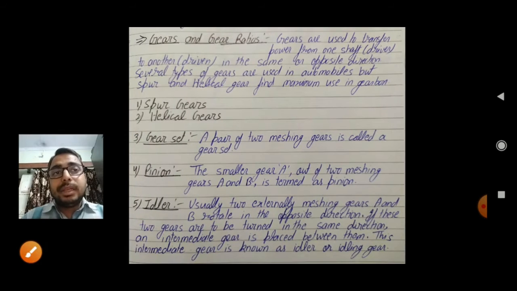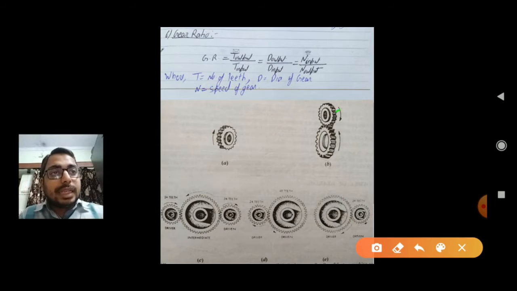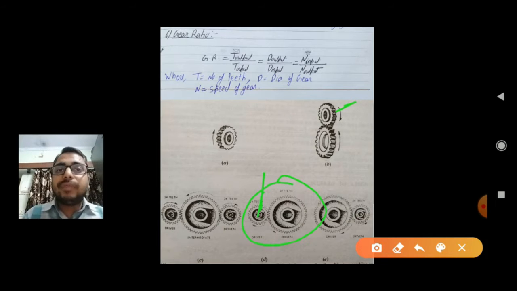Next, the pinion. The smaller gear out of the two meshing gears A and B is termed the pinion gear. When two gears mesh, there may be a chance that one gear is smaller than the other. The gear which is smaller is known as the pinion gear. As you can see in this diagram, in this gear set the smaller gear is the pinion gear, and in this type of gear set the smaller gear is also known as a pinion gear.